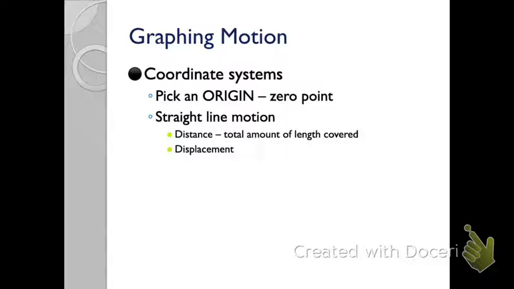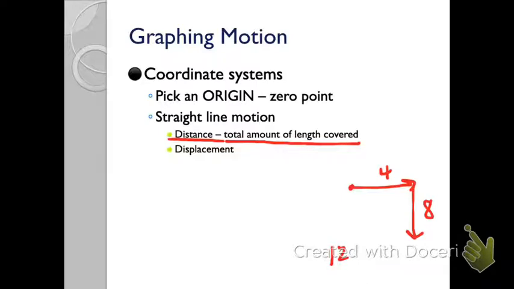So in our straight line motion, there's a couple of terms that we need to know the difference of. Distance and displacement. Okay? Go ahead and write down this definition. Distance is the total amount of length covered. The total amount of length that we covered. All right, when we think about distance, that seems pretty self-explanatory. Let's say we walked 4 meters this way, and then we walked 8 meters this way. We would have had a distance of how many meters? 12, right? But displacement is a whole different way we think about how far we went.